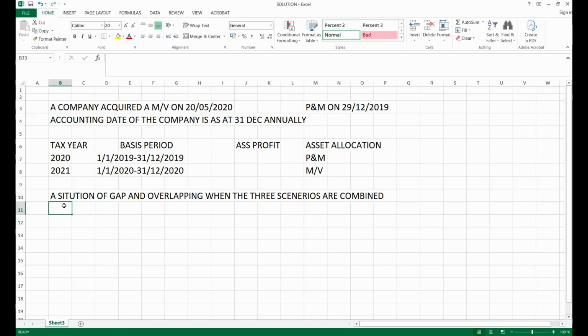So when you now have that, how are we going to solve such a scenario? What do we mean by this situation of overlapping? Let me first of all explain that overlapping. What they mean by overlapping is that what?